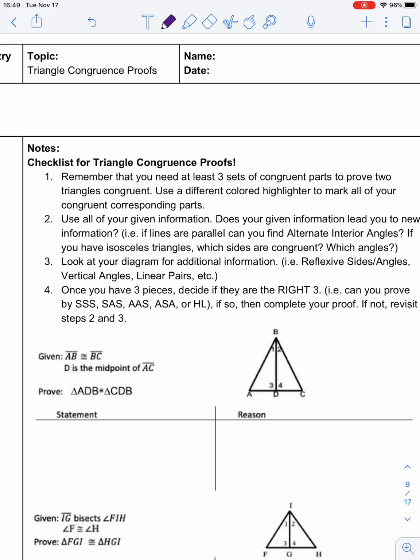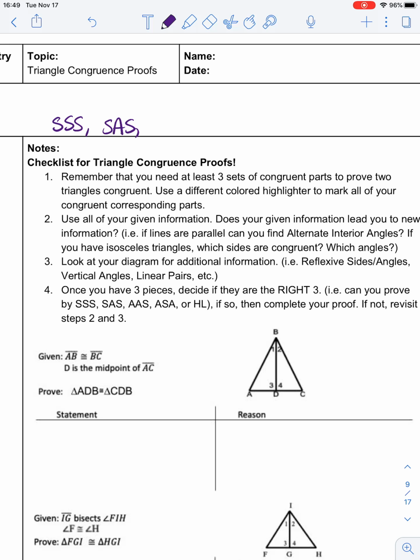Let's take what we learned about proving triangles congruent and let's actually write some proofs. Basically, you have already been doing proofs, you just haven't been writing them down, but you have been thinking through them with the triangles in proving that the triangles are congruent.